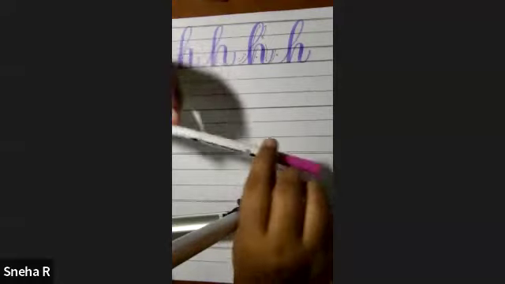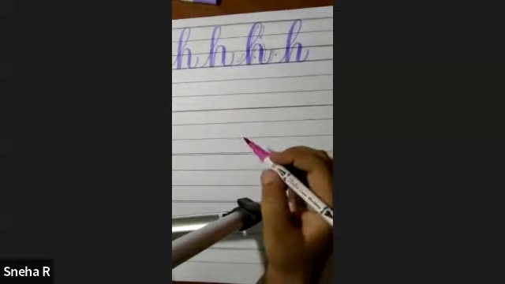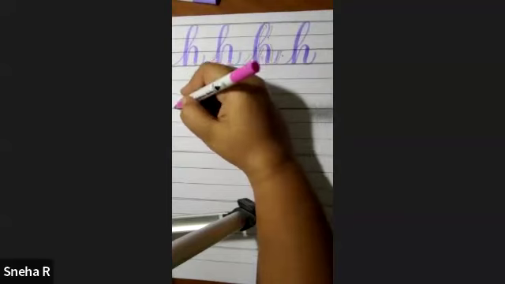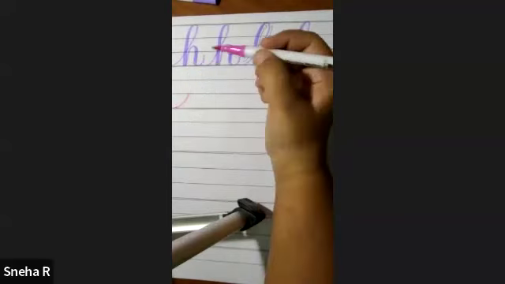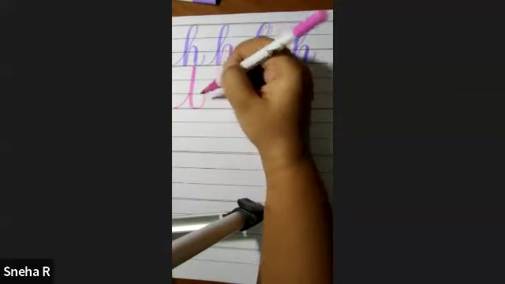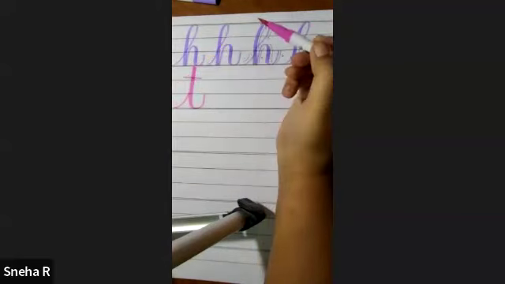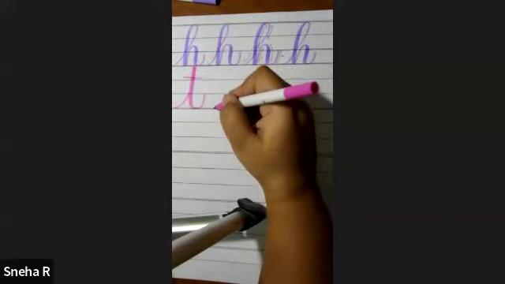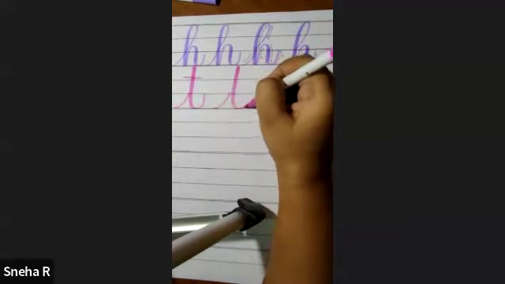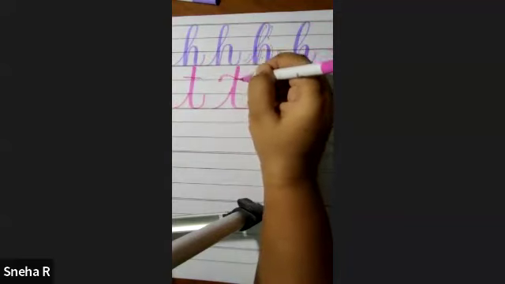All right. Next one is T. T is very, very easy. So from the baseline, entry stroke, elongated half undertone, and the sleeping line. This is T. Entry stroke, elongated half undertone. You can also add curves.